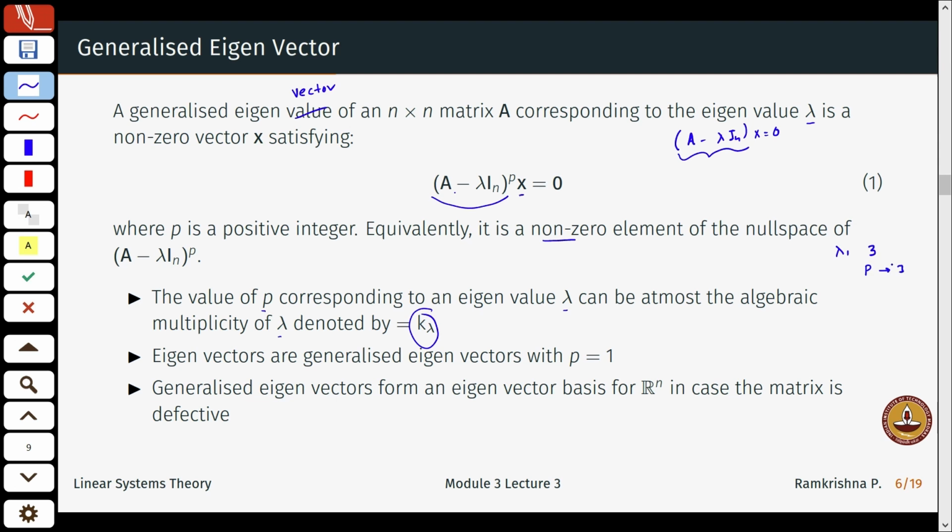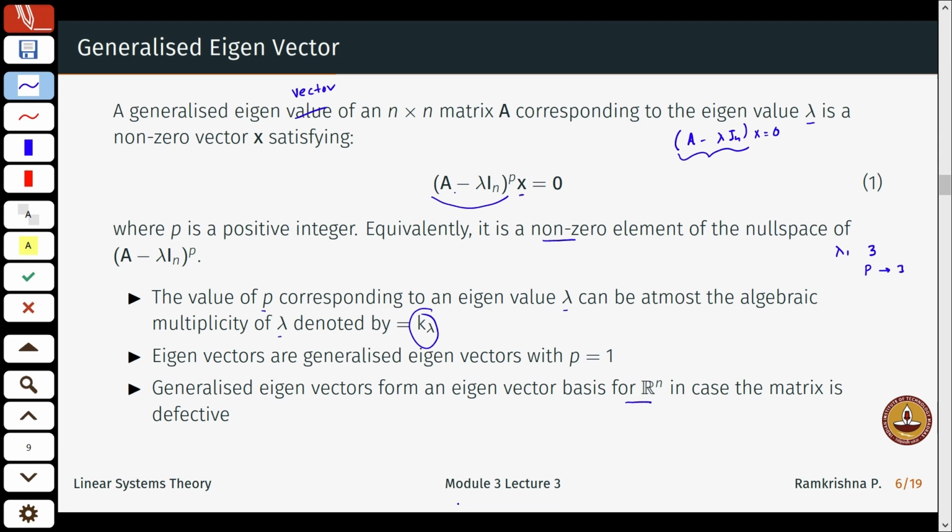Not more, it can never be greater than 3, right. We possibly will not get more eigenvectors if you do that. And well, the standard eigenvectors are of course generalized eigenvectors, or a special class of it, with p being equal to 1. Okay. Now, these generalized eigenvectors, they will actually form a basis for the entire Rn space in the case when the matrix is defective. When it is not defective, I can just find n independent vectors and this will form the basis for Rn.